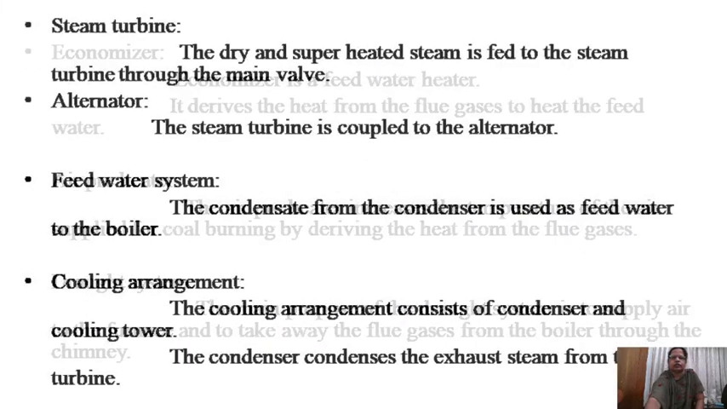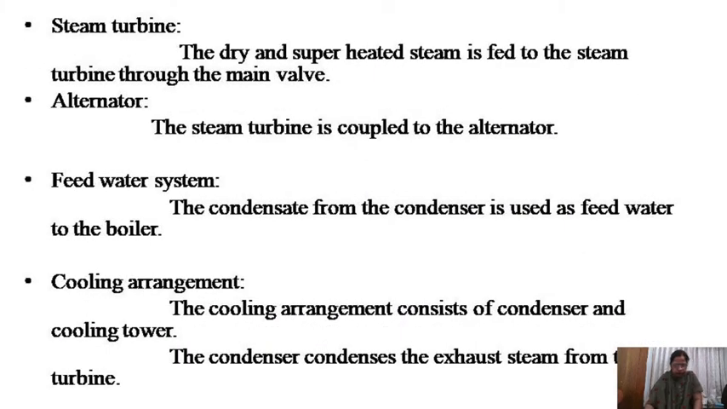The water is circulated in the condenser to condense the steam. The circulating water in the condenser takes up heat of the exhaust steam and becomes hot. This hot water from the condenser is passed on to the cooling tower where it is cooled. The cold water from the cooling tower is reused in the condenser to condense the steam.